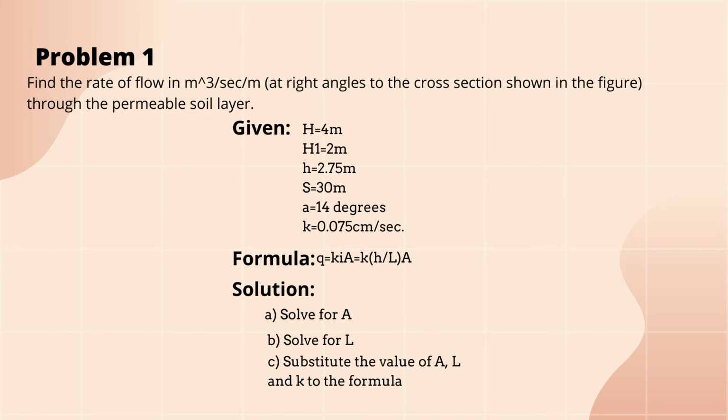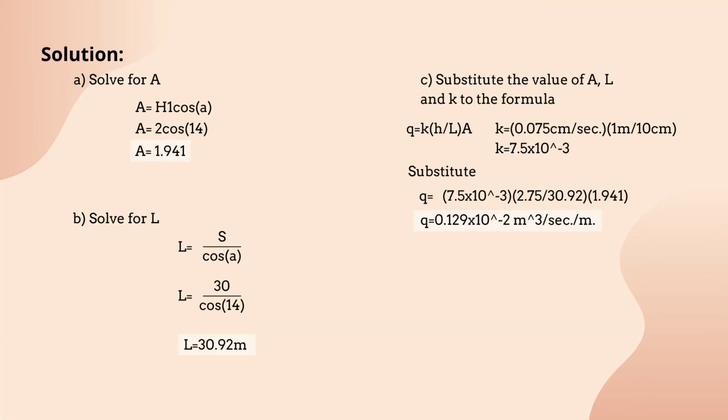So first, we have to solve for A, and by geometry we can have the value of A, which is H1 cosine alpha. Our H1 is given and our alpha, so we can directly solve for the area, which is 2 cosine 14, and that is 1.941.